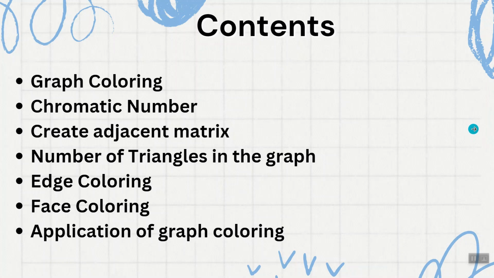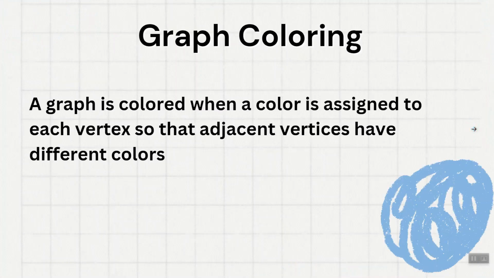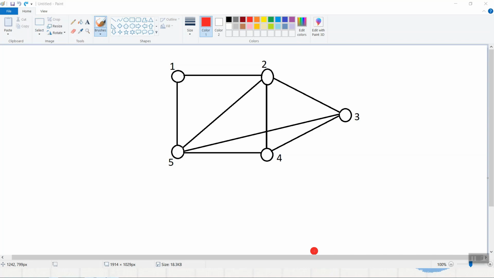Now first, let's focus on graph coloring. This is also known as vertex coloring. Here, when a color is assigned to one vertex, the adjacent vertices should have different colors. So now I am going to show you how graph coloring works by using an example. This is the example which I am going to discuss.